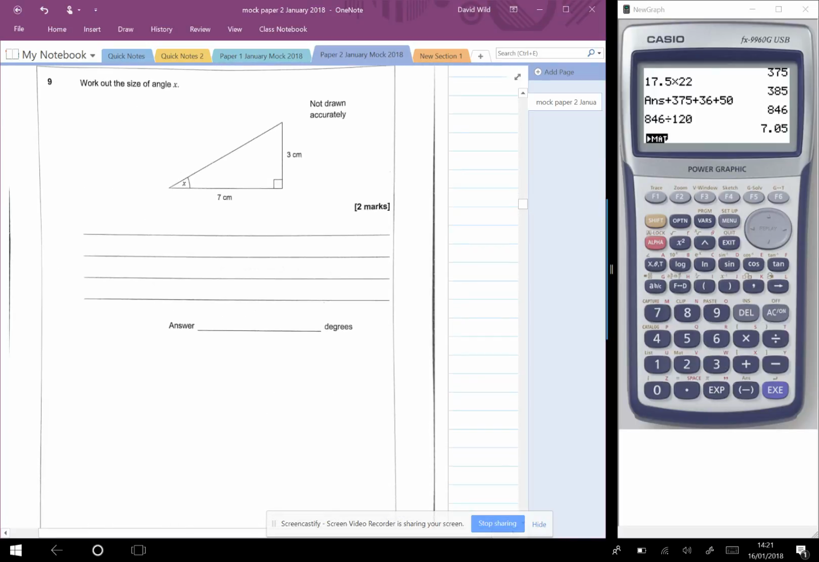Question 9. Work out the size of angle x. Okay, we're trying to work out an angle. We have got a right angle triangle, so we are allowed to use SOHCAHTOA. It is only for right angle triangles. Don't try using SOHCAHTOA for non-right angle triangles.